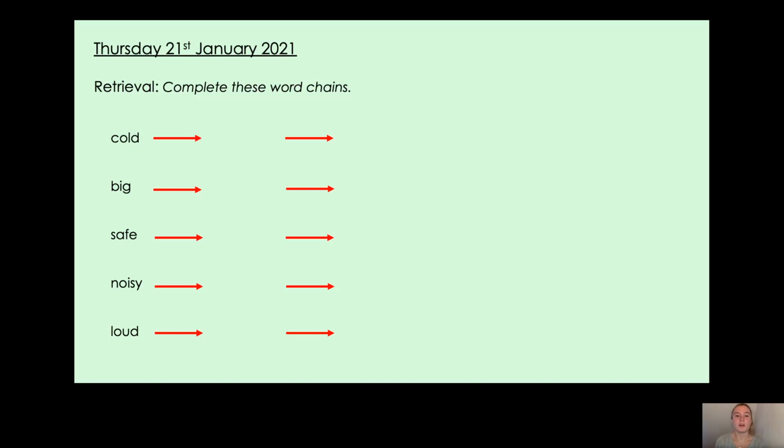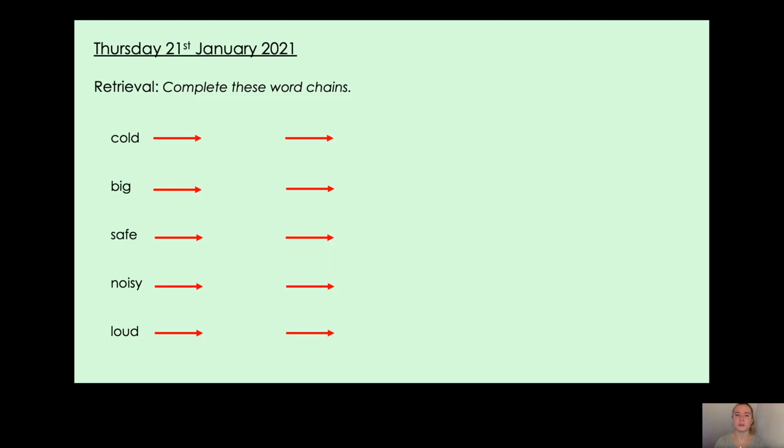Now, it's called a word chain. Okay, so we're going to start with the adjectives. So that's cold, big, safe, noisy, and loud. And what we need to do is, after the first arrow, change it to a comparative adjective using the suffix er, and then after the second arrow, we're going to change it to a superlative adjective. Okay, so I'll give you an example.